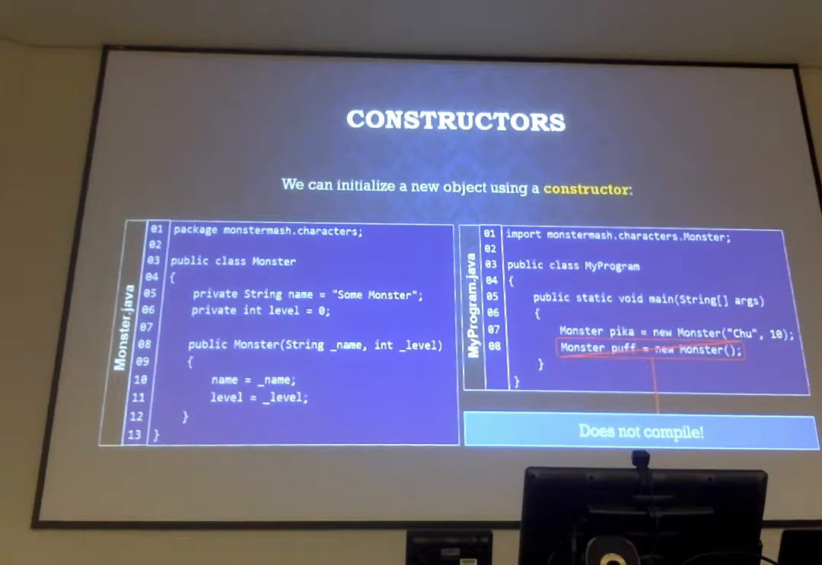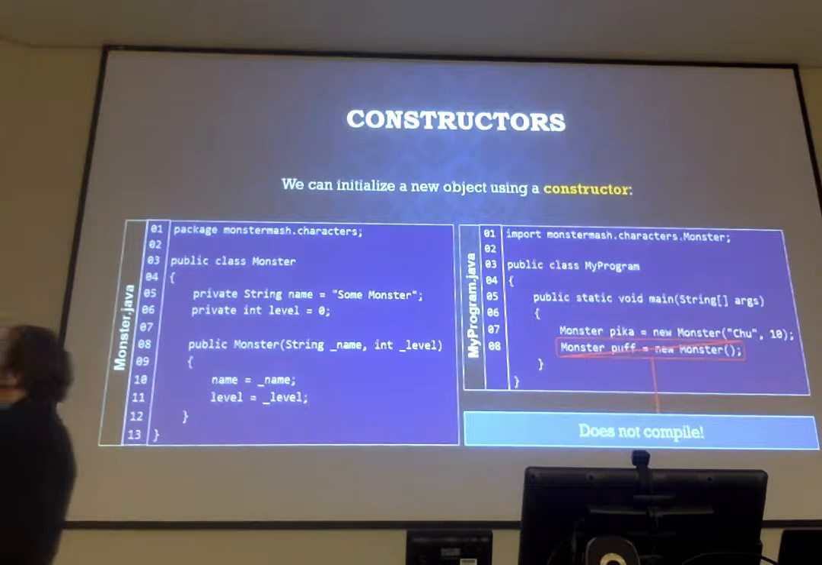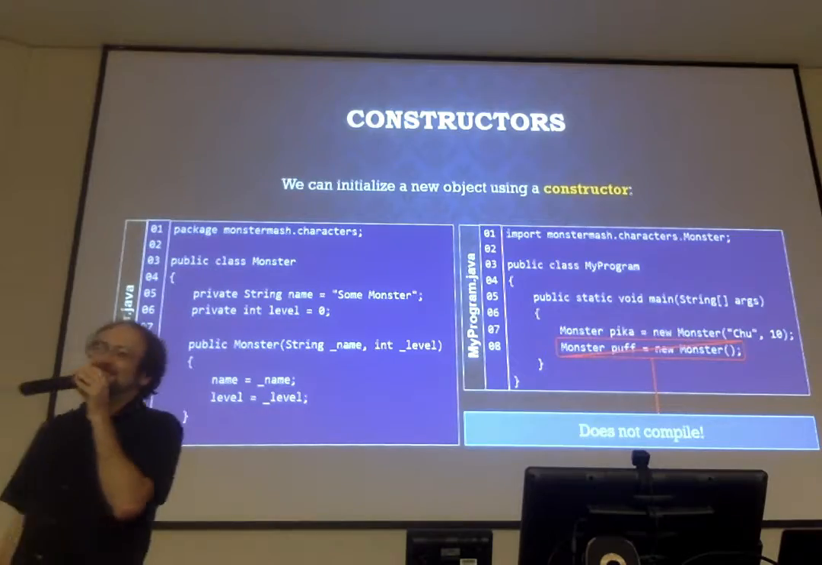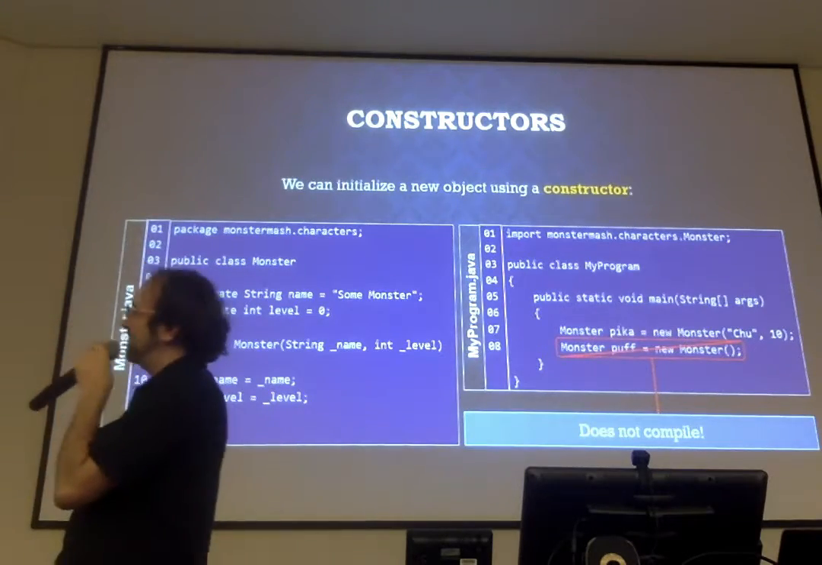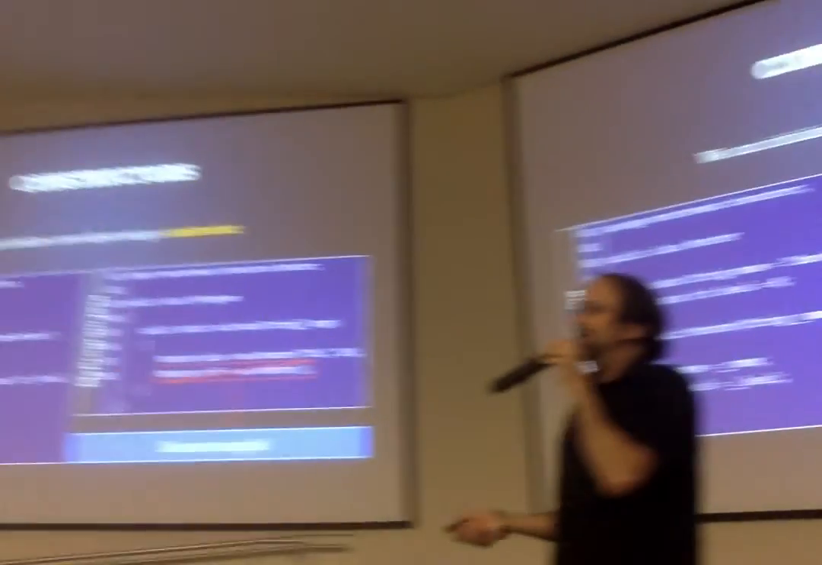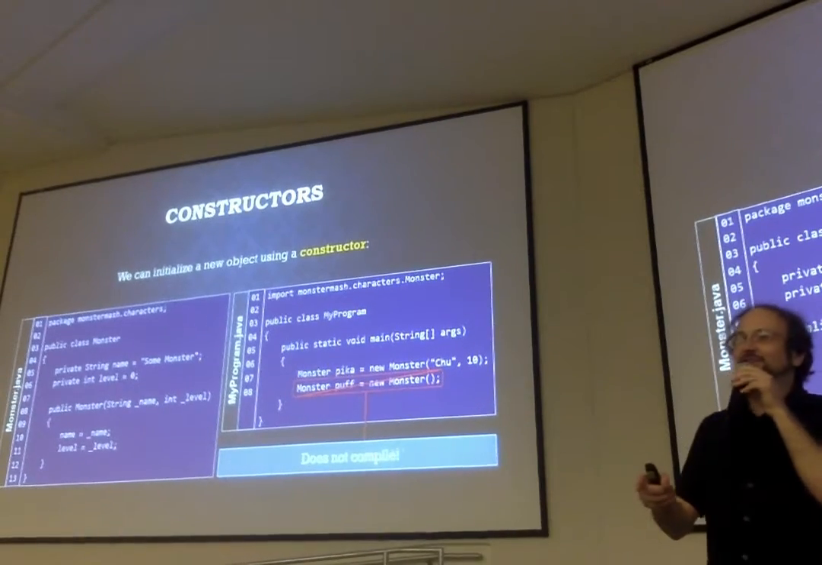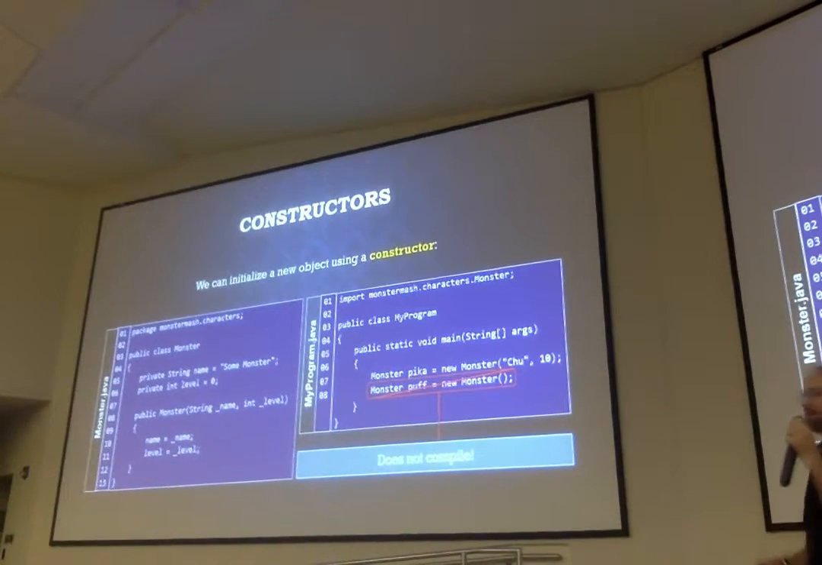Yes? In your monster class, can you have a second method called monster that didn't accept any arguments? Oh, that's a good question. The question was, could I have another one of these constructors? The answer is yes. I'm going to get to that in just a second. Hold on to that thought. We're going to get there in just a minute.